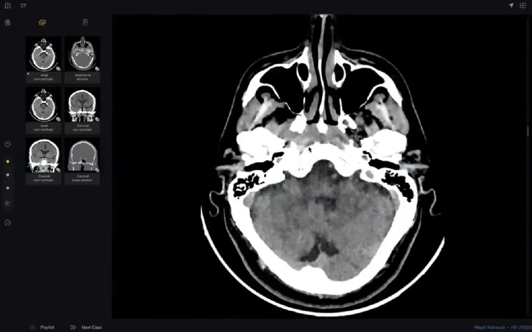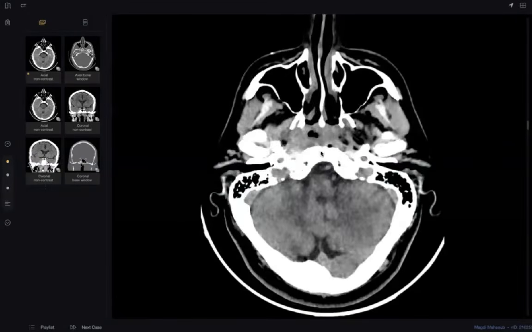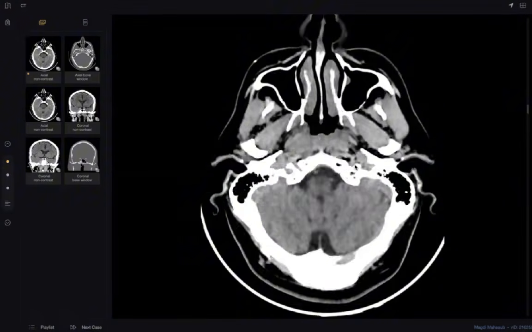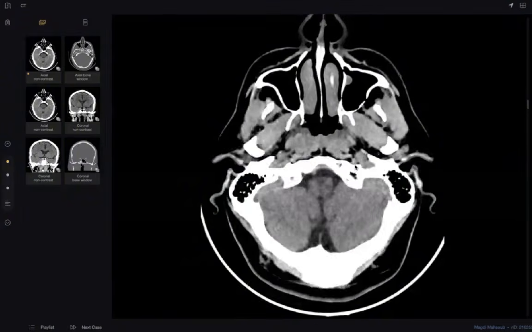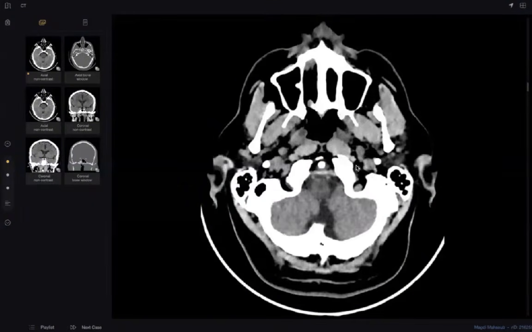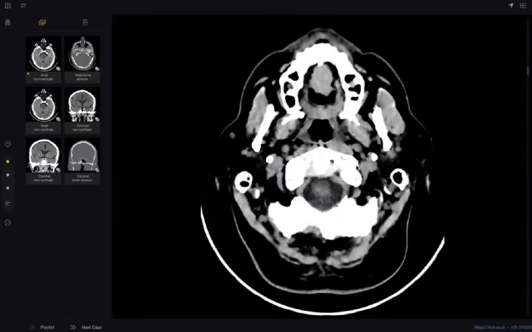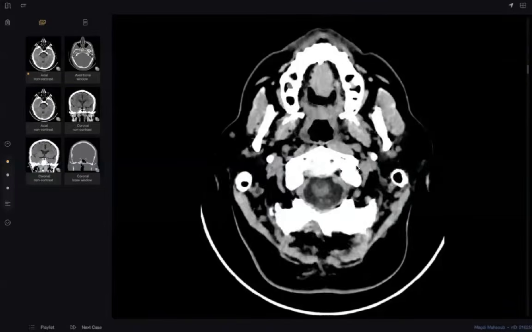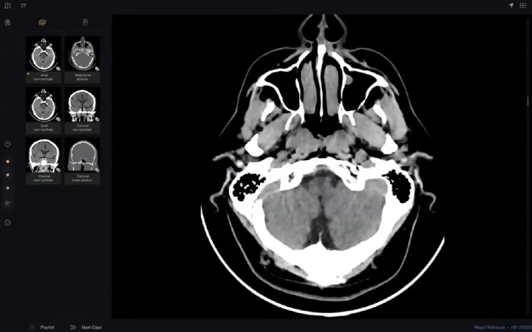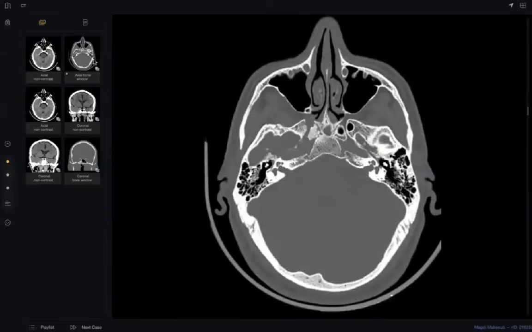Up till now, there is symmetry between the soft tissues. Both pterygoid plates, the prevertebral muscles, the nasopharyngeal muscles. So can I see the bone window? Okay, see the bone window.